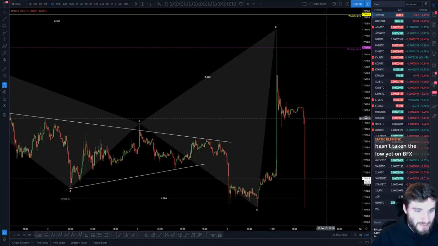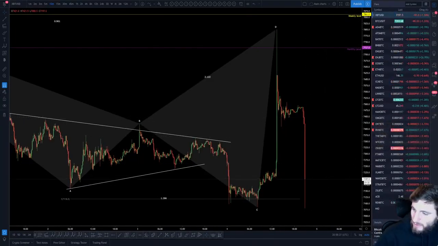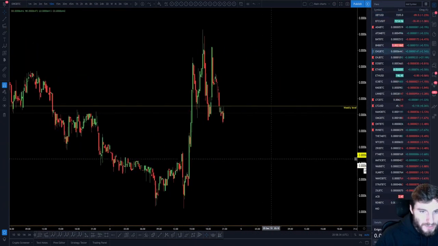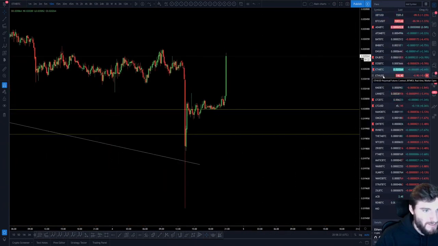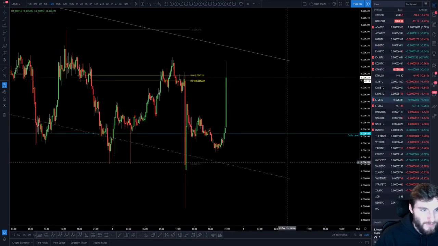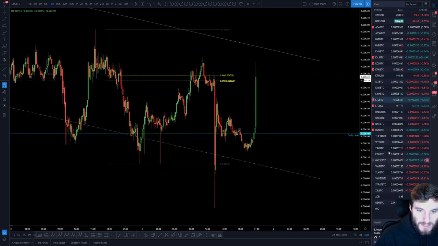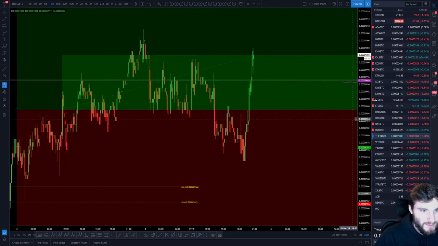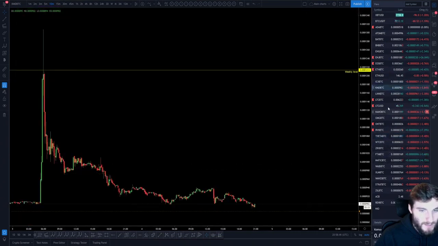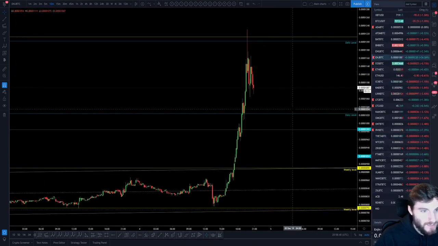Yeah, that's pretty crazy. If someone wants to give me another alt though, it hasn't taken the low on BFX. Many alts are moving up while BTC pumps. Yeah, but you'd be losing so much USD value right now. ETH moving up, Litecoin moving up. I guess, yeah, they are actually, aren't they? Well, the majors.